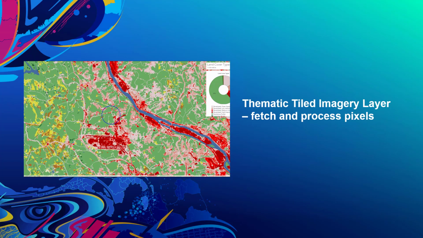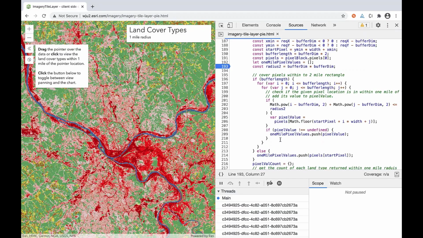In the next demo, we're going to show you how the tile imagery layer works and how we use the Imagery Tile Layer API to fetch the tile caches, but really it's real rasters. How we fetch the pixel blocks, process them, and generate a pie chart out of it to reflect the land cover type category in a small circle. Imagery Tile Layer always needs to fetch and work with raw pixel data along with raster metadata information to display a tiled image service on a map.